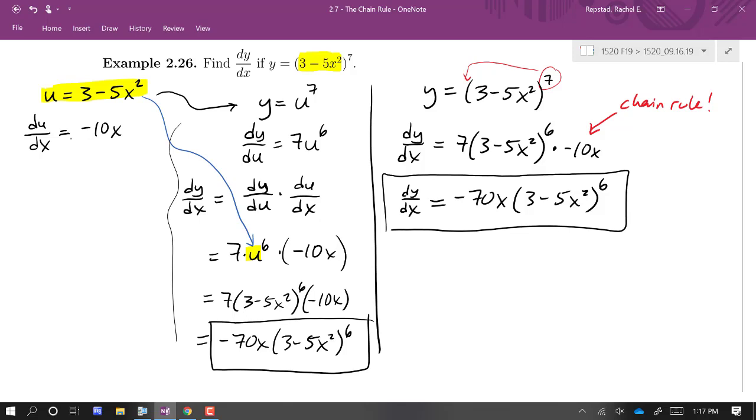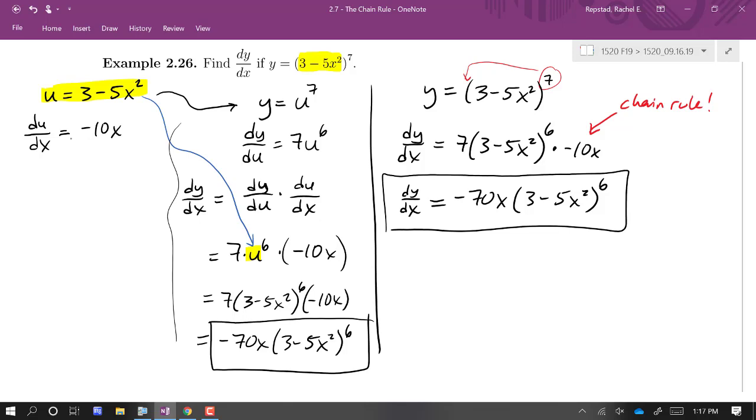But it is valuable to think about, okay, what is the stuff inside? And viewing that as a function in its own right, that 3 minus 5x squared. Because this really is a composition of functions. It's the 3 minus 5x squared function stuffed inside the u to the 7th function. So, yeah, okay. Are there questions on how we got this result using either technique before we go on to another one?